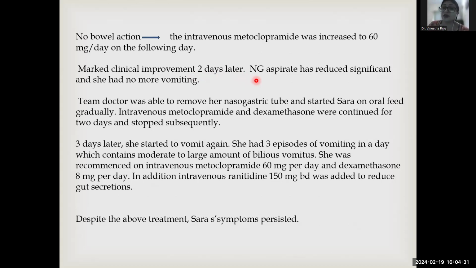Now, what went wrong here? What do you think went wrong here? Everything was going on fine. 3 days later again, back to square one. What happened here? What do you think went wrong? She was fine, right? Everything we started, all that metoclopramide and suppository, all that. And then everything was stopped. So what should have been done?